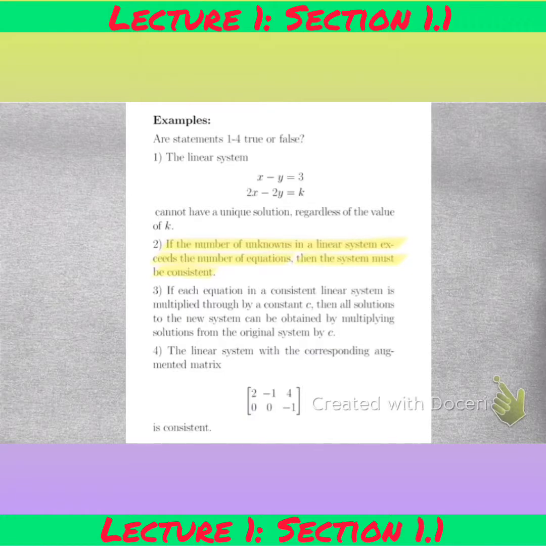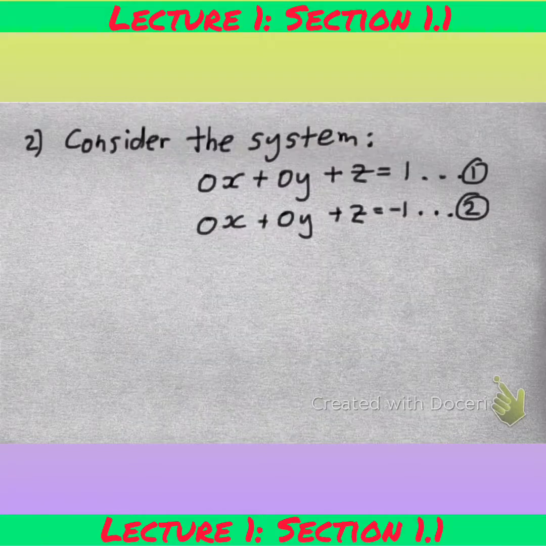So to show that the statement isn't true, if the number of unknowns in a linear system exceeds the number of equations, then the system must be consistent, I need to provide an example where the number of unknowns in the linear system exceeds the number of equations, and I need to show that this system is then not consistent. Okay, so let us consider that system. That is a system of two equations and three unknowns. So the number of unknowns exceeds the number of equations. Now we can view each one of those equations as a plane in R3 space. The first one is the plane z equals 1, and the second plane is the plane z equals minus 1.